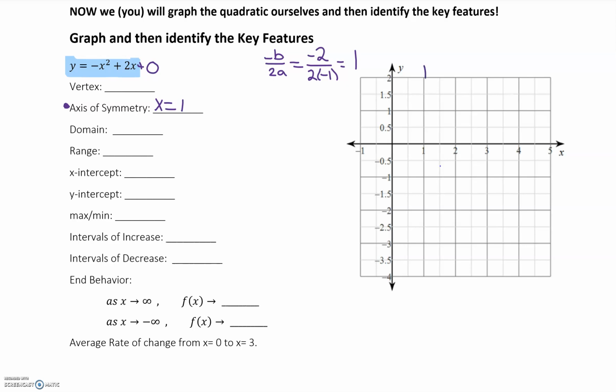So I'm just going to go ahead and draw that in here. This tells me that that should be the middle of the graph, and the left and the right side should be mirror images of each other. That helps me know where to look on my table.